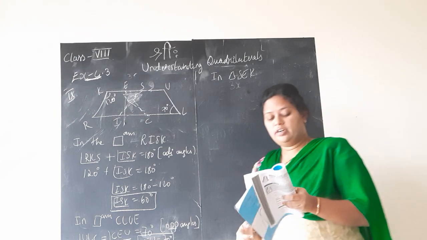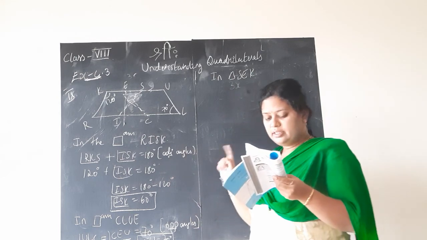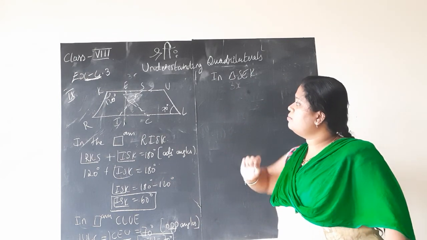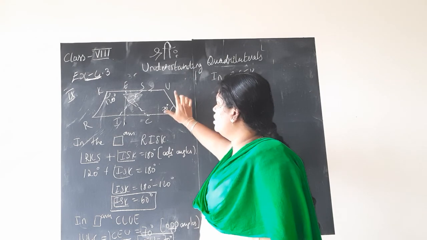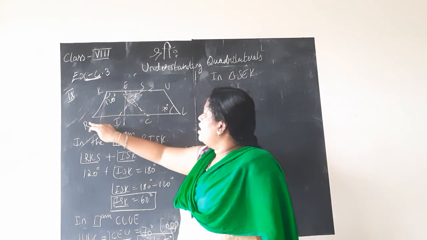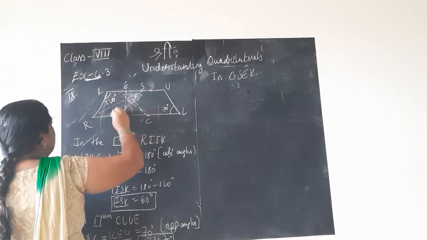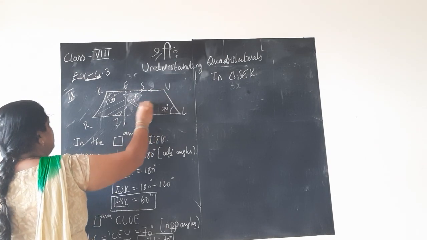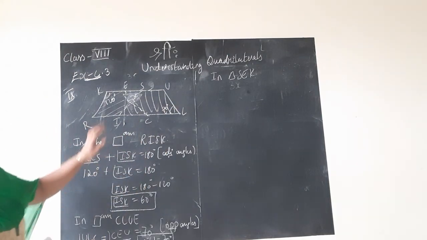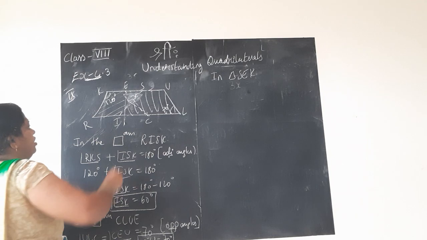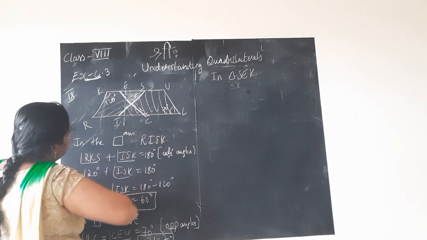Next, in the ninth one, children, the question is: in the above figure, both RISK and CLUE are parallelograms. Find the value of x. The figure you can refer to in the textbook if this is not clearly visible to you, children. See, RISK, this is one parallelogram. And this shading, what I will do now, this type of lines I will draw. Shading is not possible. So these two are the parallelograms, children. This dotted line, let me draw it as straight lines so that it will be easy for you to understand.